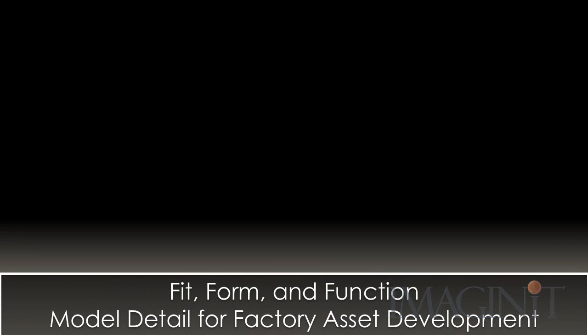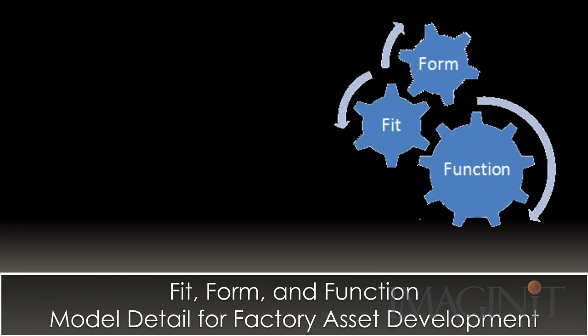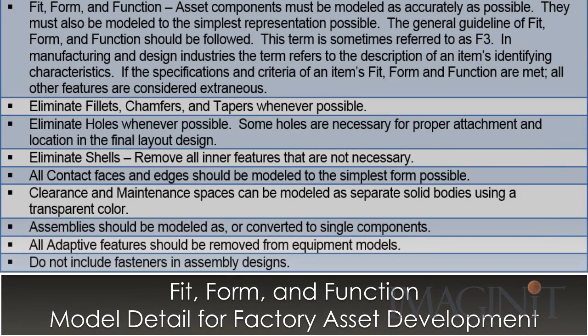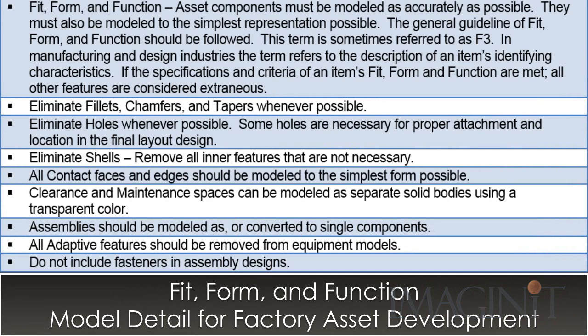Asset components must be modeled as accurately as possible. They must also be modeled to the simplest representation possible. So how can you determine which features to include in your asset and which to exclude? Well, the principle of fit, form, and function is a great place to start. The principle states, if the specifications and criteria of an item's fit, form, and function are met, all other features are considered extraneous. When it comes to fit, form, and function, I do have a list of best practices that I try to follow.